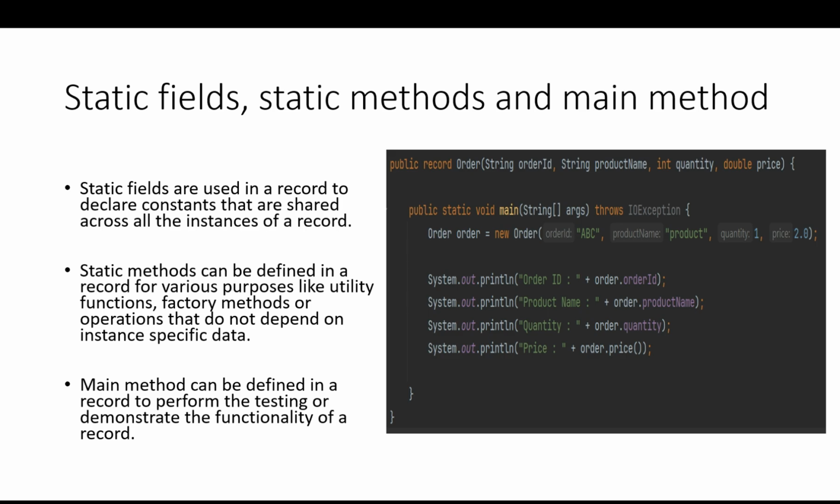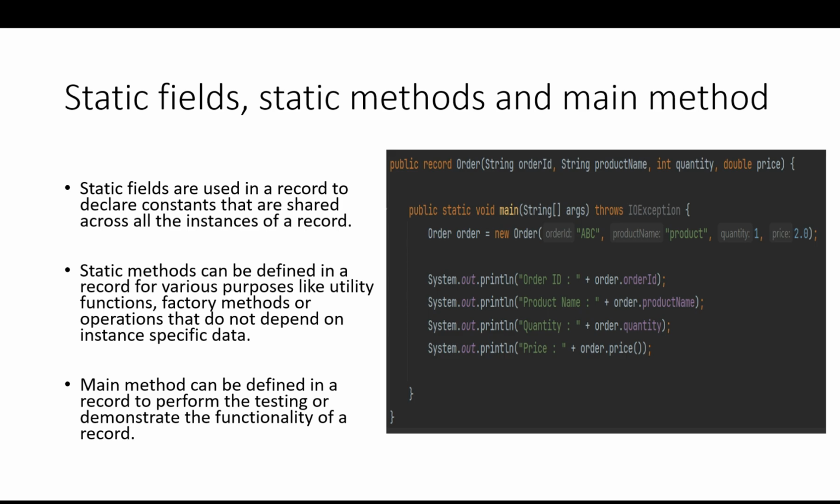Let's talk about static fields and static methods in a record. In a record, static fields are used to declare constants, and these constants are used across all the instances of a record. Static methods can be defined for various purposes like utility functions, factory methods, or operations that do not depend on instance specific data. In a record, we can also define a main method, and this main method can be used for testing purposes, and we can also demonstrate the functionality of the record using the main method.